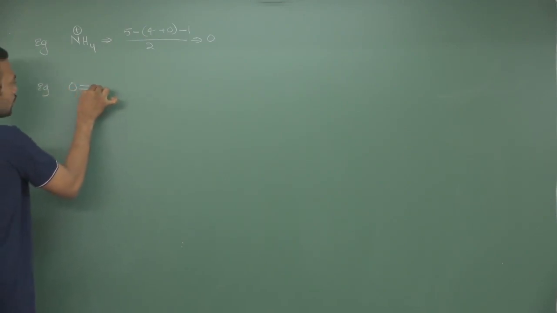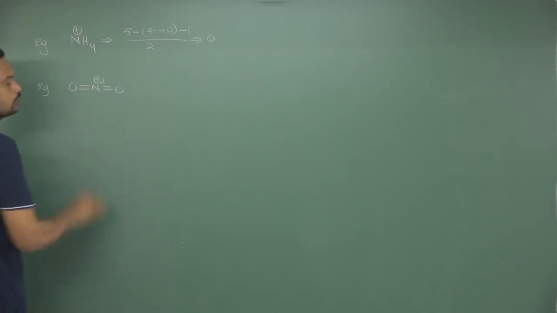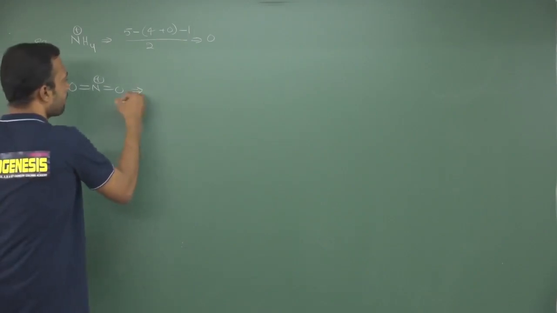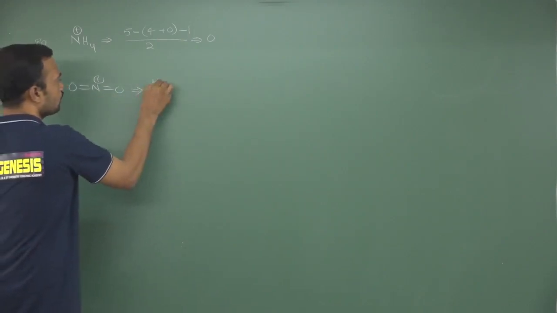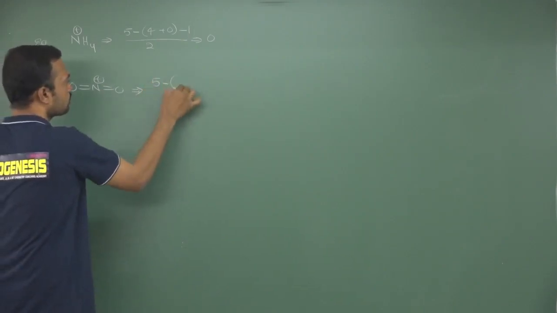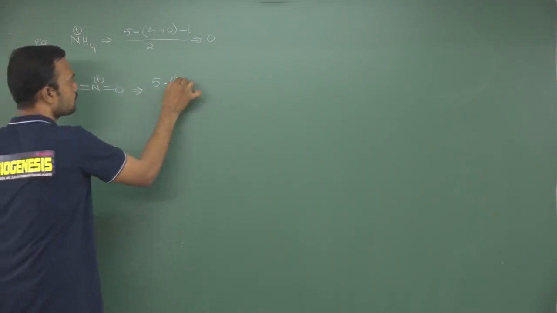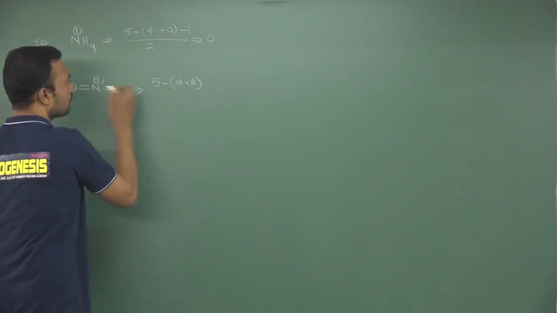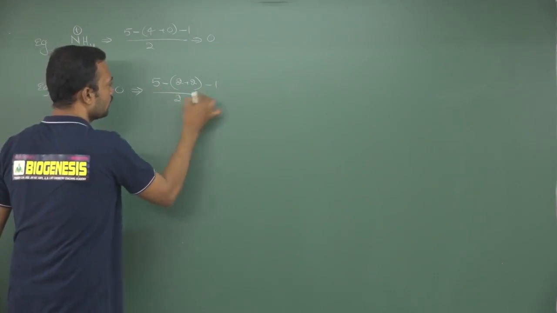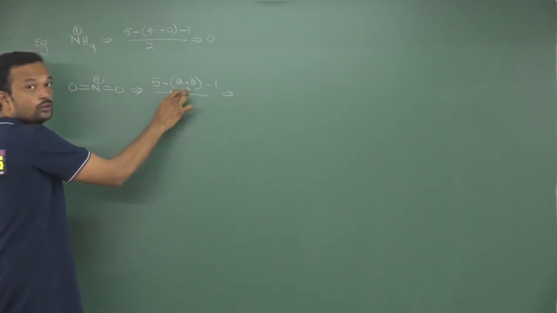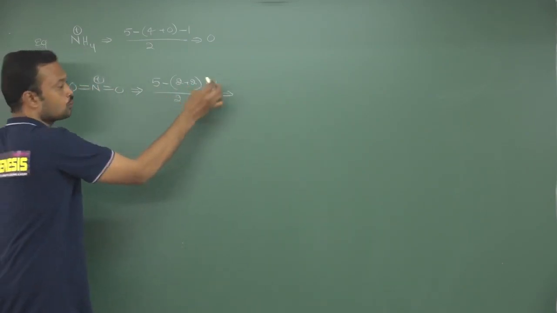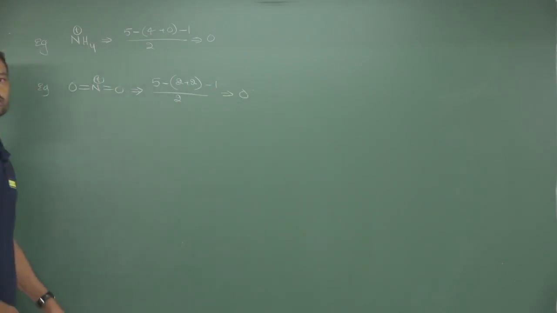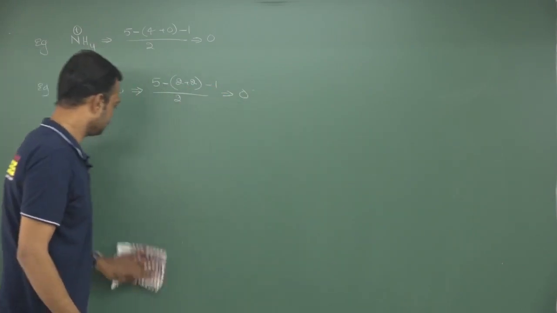Okay, so here NO2 plus, nitronium. In this one group number is 5, total number of sigmas is 2 sigmas, 2 pi's are present. So 2 plus 2, and positive charge is present, so this is minus 1, divided by 2. So here 5 minus 4, 1, 1 minus 1, 0. So finally 0 lone pairs of electrons around this.